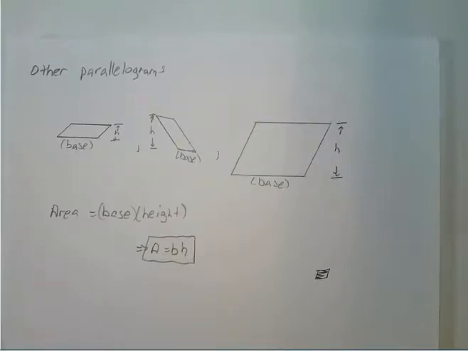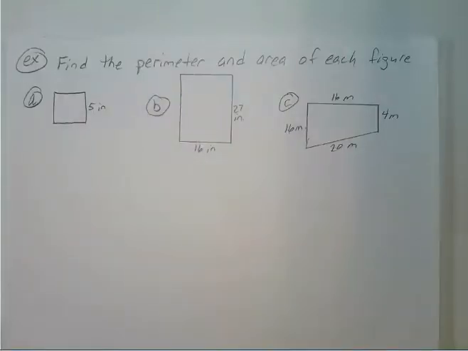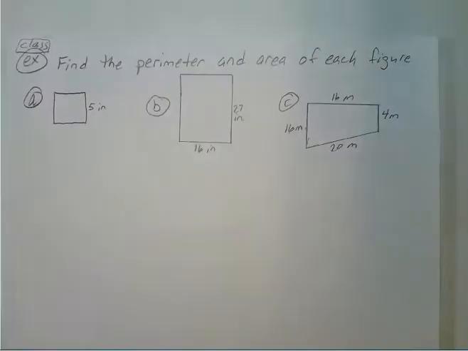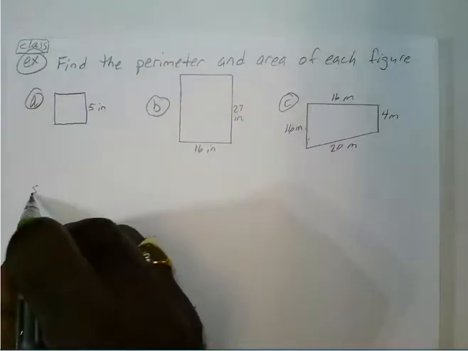All right. So if you're still writing, feel free to pause it. But we're going to go ahead and move on to a couple of examples. Okay, so what if we want to find the perimeter and area of each figure? All right. So what I want you to do, I want you to go ahead and press pause and try to do this one on your own. All right, I'm assuming you've tried this one on your own, so let's go ahead and verify.